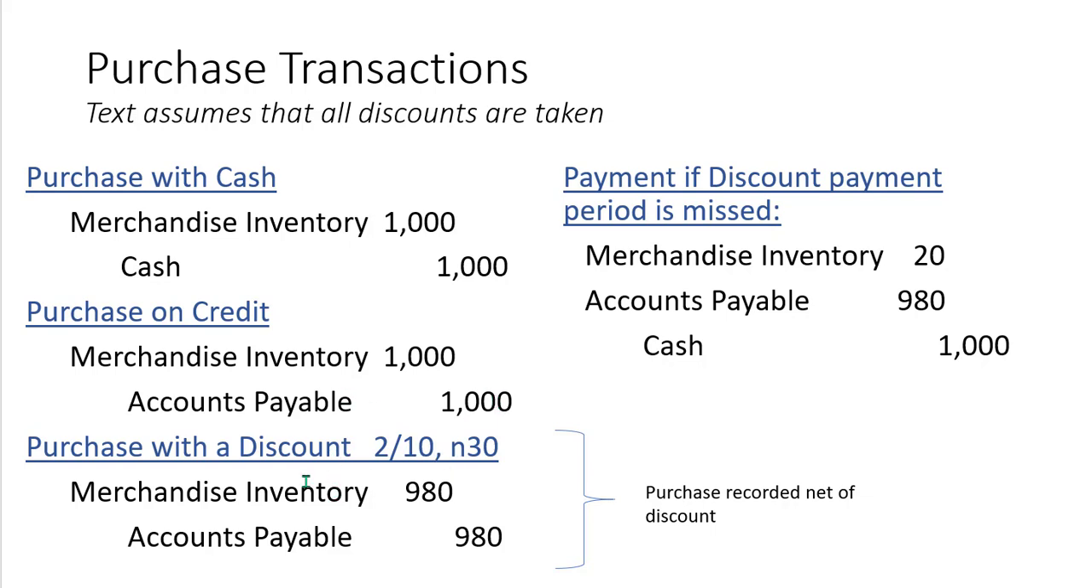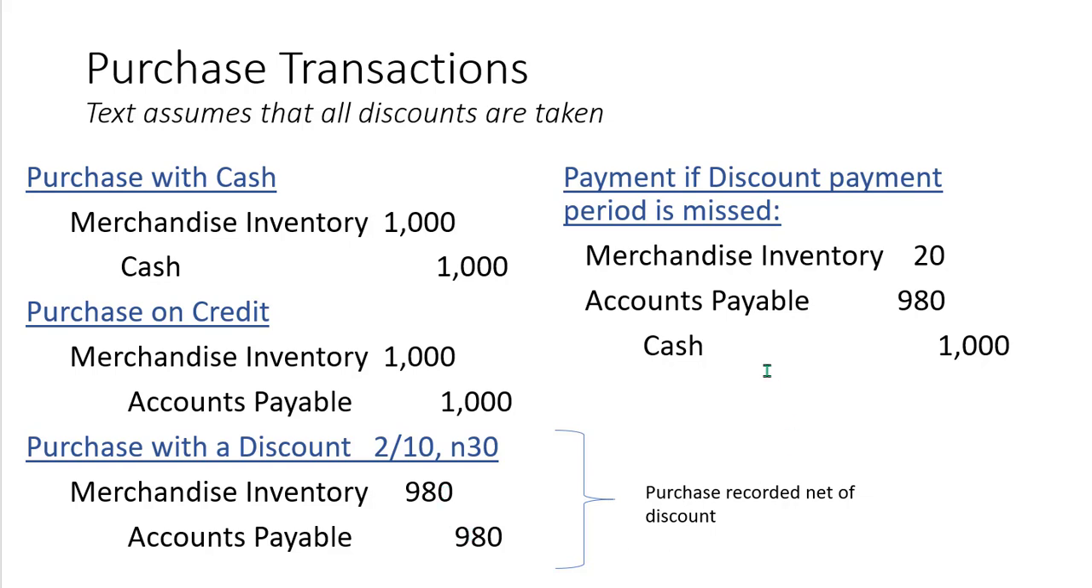The discount is 2% in 10 days, net 30, 2/10 net 30. So what we're going to do is record the merchandise net of the discount. This assumes that the discount will be taken, and it doesn't record the discounts separately, so we don't keep track of those. A lot of companies do keep track of them, but we're not going to. So we're going to debit merchandise inventory 980 and credit accounts payable 980, because that's the net amount that we would pay if we paid it within the discount period.